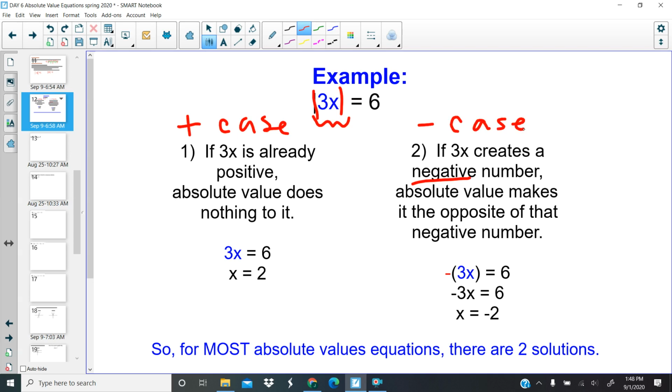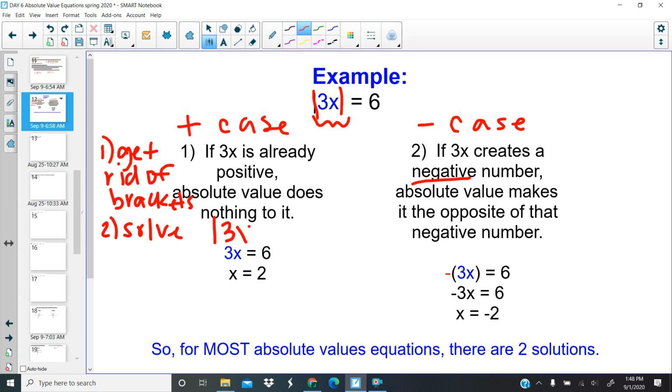So with the positive case, the way that you're going to go about solving these is the first thing you're going to do is just completely get rid of the absolute value brackets. And then you're just going to solve it like a normal equation. So we had the absolute value of 3x equals 6. And then you're just going to get rid of those brackets completely, and you would have 3x equals 6. And then whenever you're solving for that, you would just divide by 3 on both sides and get x equals 2 as your answer.